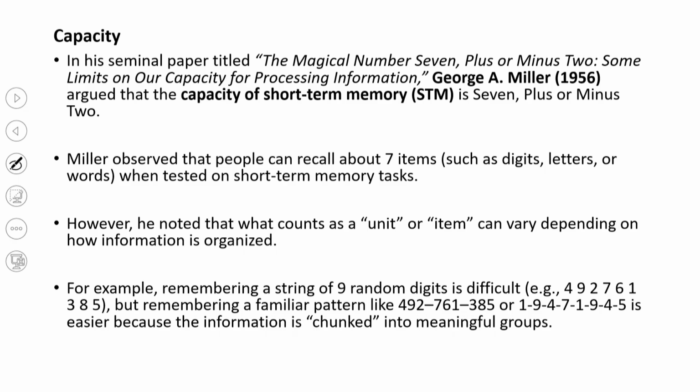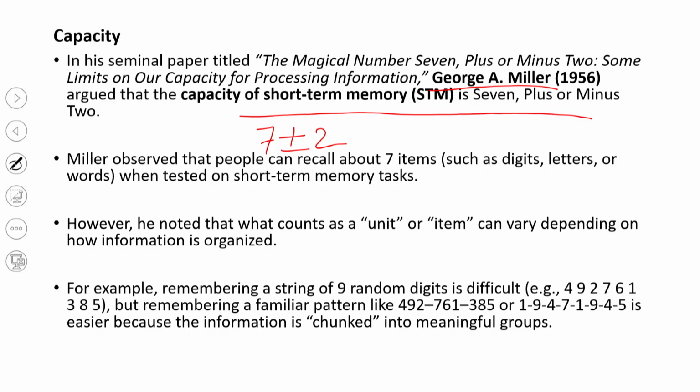In the seminal paper titled The Magical Number 7 plus minus 2, Some Limits on Our Capacity for Processing Information, George Miller in 1956 argued that the capacity of short term memory is 7 plus minus 2. So, that means it could be 7 plus 2 or 7 minus 2, meaning it could be 9 or it could be 5. It ranges from 5 to 9.